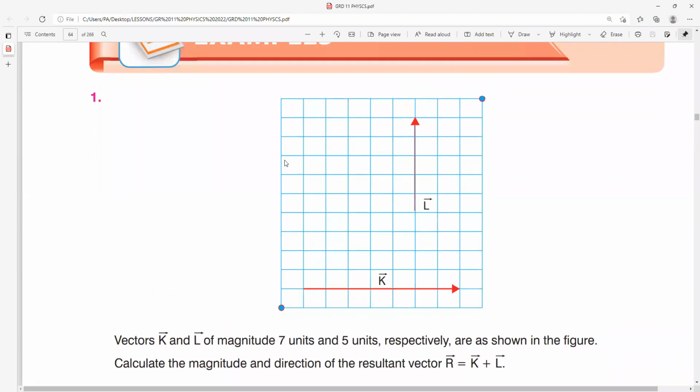Okay, question 1. Today we have 5 questions about vectors, calculating net force, calculating total vector, people. Question 1. K and L, magnitude 7 units and 5 units. And then asking you people, calculate the magnitude and direction of resultant vector, K plus L. Okay. We have different options to answer this question. We'll try to show maybe 2 options.